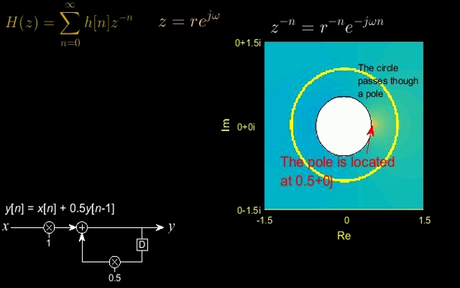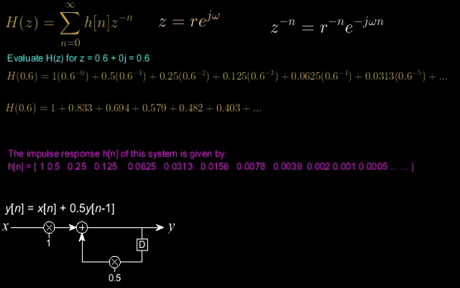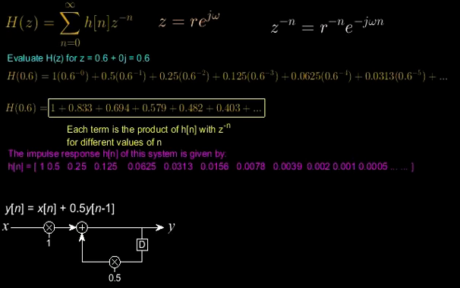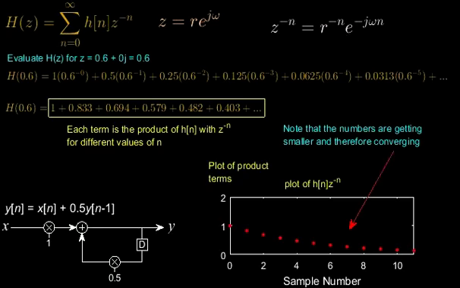Now let's take a closer look at some calculations for H of z in this example system for a few different values of z. When we evaluate H of z when z is equal to 0.6 plus 0j, we can see that the product of h of n and the signal z to the power of minus n is decreasing and therefore converging. The plot in the bottom right corner shows the signal h of n multiplied by the signal z to the power of minus n.